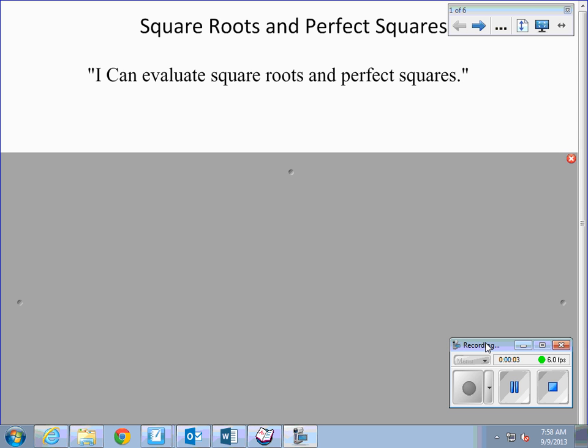Okay, let's go ahead and get started on today's lesson. Today we're going to dive into square roots and perfect squares. So by the end of it, you should be able to say that you can evaluate square roots and perfect squares.